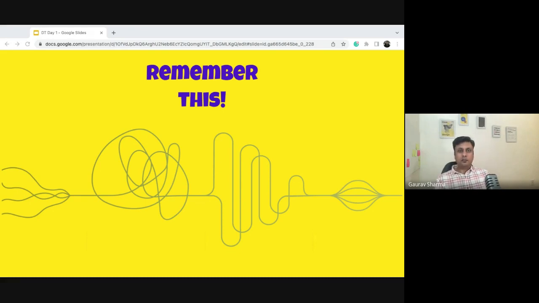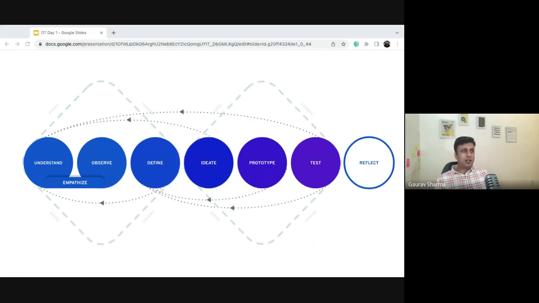So if we try and understand what our process is, which we are going to cover in the next few days, this is what it looks like. You would see the difference here. We have broken the empathize phase into two, understanding and observe, because that's probably the only way where it would work for a company like ours and the setup like ours, or the domain like ours, right?